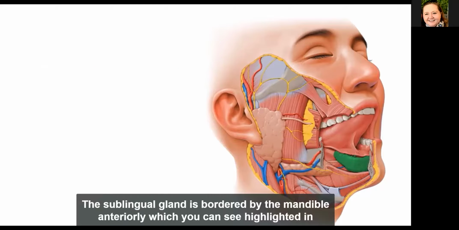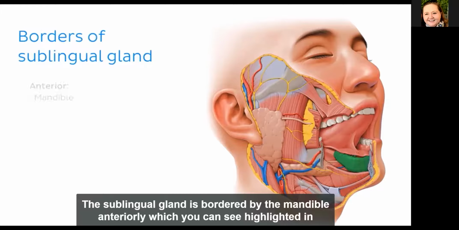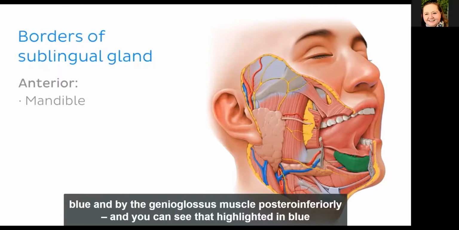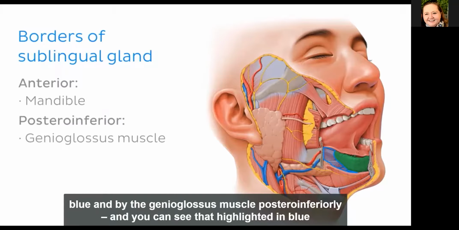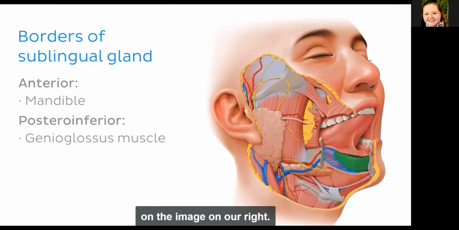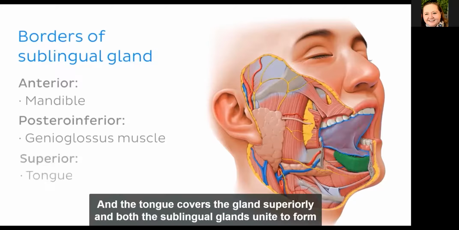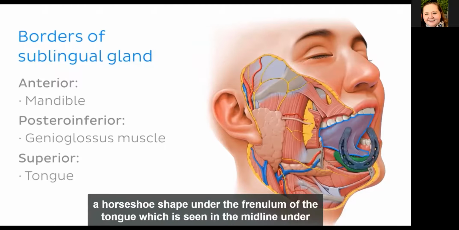The sublingual gland is bordered by the mandible anteriorly, which you can see highlighted in blue, and by the genioglossus muscle postero-inferiorly, and you can see that highlighted in blue on the image on our right. And the tongue covers the gland superiorly, and both the sublingual glands unite to form a horseshoe shape under the frenulum of the tongue, which is seen in the midline under the tongue.